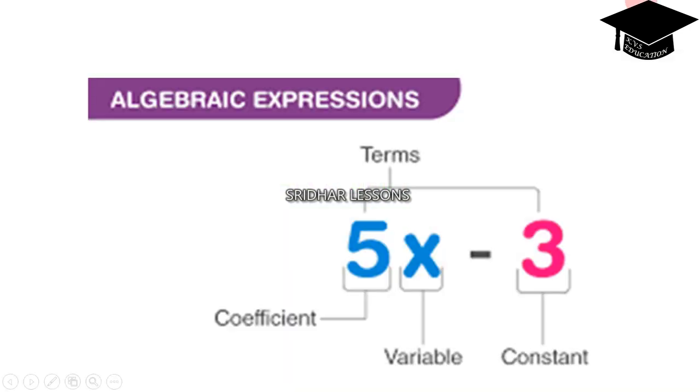Next, the algebraic expression. Once again, the terms of an expression. If you can see here, we have the expression 5x minus 3. So here, the terms are 5x and 3. 5 is called the coefficient of x, x is the variable and 3 is the constant here.